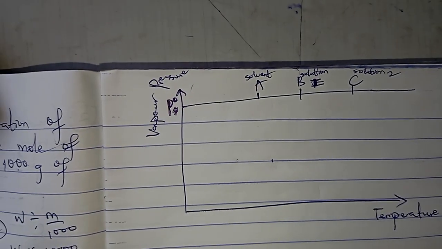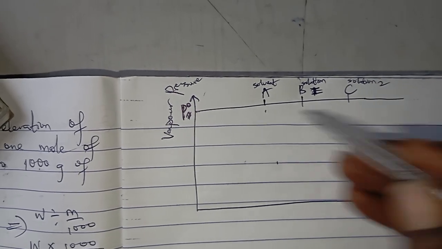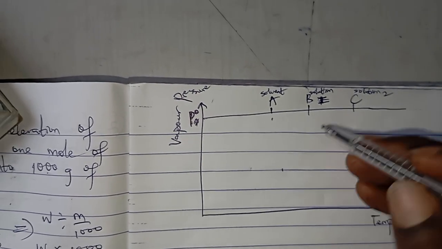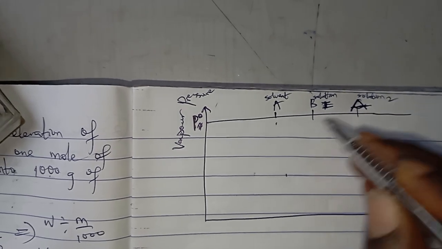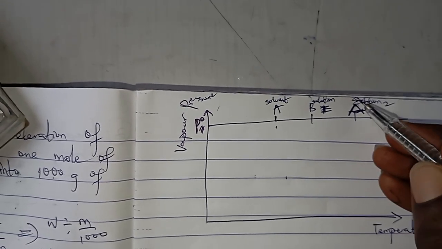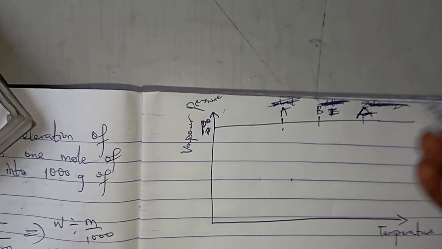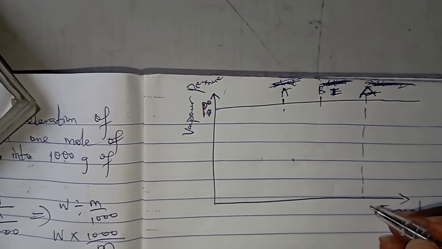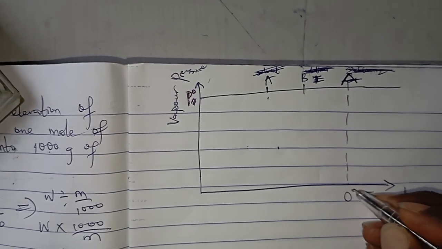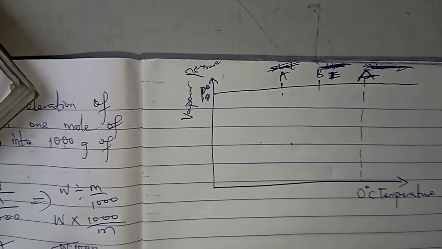Now notice that if I happen to, let's say, call this A, sorry, solvent. This is my solvent. This is my solution. If I try to freeze this at 0 degrees C, the temperature will drop and it will turn to ice.